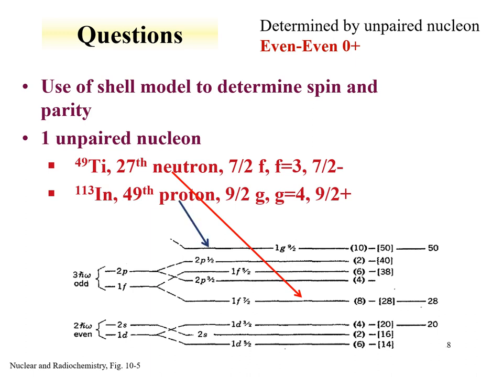Another example, indium-113. The 49th proton defines this element, indium, and that lives here. It's a g9/2. 9/2 is the spin, g is 4, so it's 9/2 plus. If you go to the chart of the nuclides and look up indium-113, you'll indeed see that spin and parity are 9/2 plus. This also indicates that these nucleons are spherical, since the shell model is based on spherical nuclei.